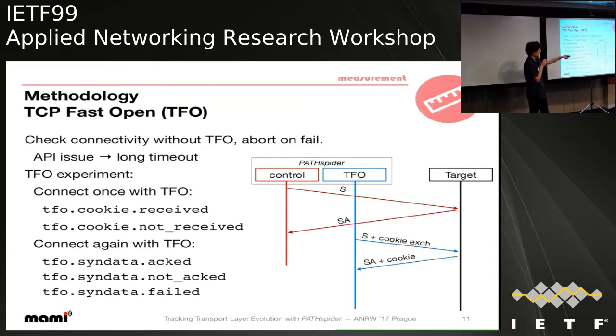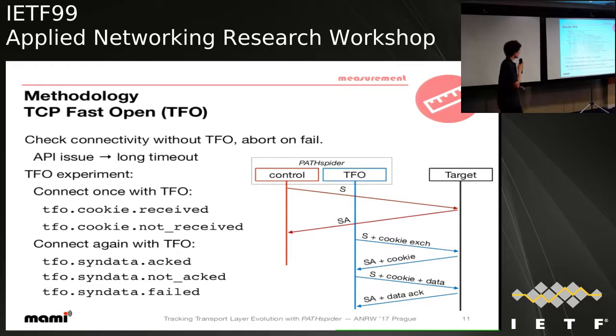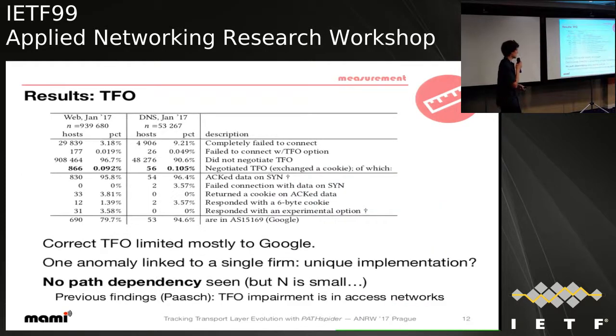So first, we create our first connection and we do a cookie exchange. And then we create observations whether this cookie was received or was not received. Then if we did receive a cookie, we close the connection, we open up a new connection, we send the cookie, we send the data, and then we see, was this data ACKed, was it not ACKed, or did the connection fail altogether? Results? Well, we found that TFO implementations are still pretty much limited to Google only.